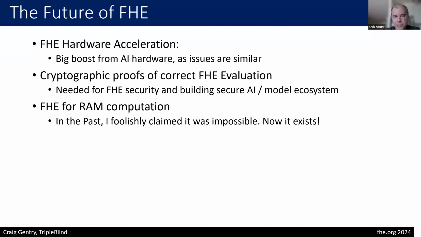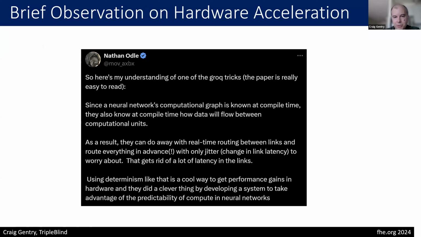I'm going to breeze through, but before I get into FHE for RAM computation, I just want to mention one hardware acceleration point that caught my eye. I was reading about some AI stuff, and there's this chip by a company called Groq, G-R-O-Q. Their whole idea is that neural networks are deterministic. It's not some sort of dynamic computation. It's a deterministic fixed network graph. The weights could be anything, but the computational graph is deterministic, so you know that at compile time.